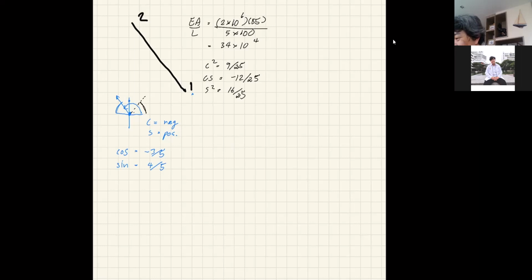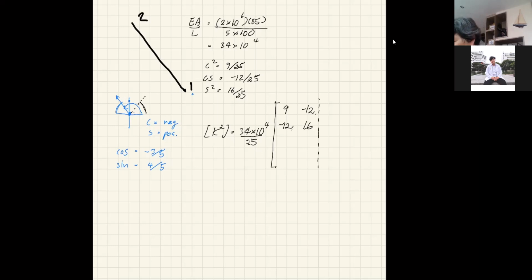Let me rewrite it again because you should modify it. So K2 here is 34 multiplied by 10 to the power of 4, and then we have our matrix. I'm going to factor 1 over 25 out, so 1 over 25 will be outside. The first term is cosine square as usual, so it's 9. Sine cosine is minus 12, this is minus 12 and then 16. Notice how the orientation changed these two components from plus 12 to minus 12. So be mindful of that.